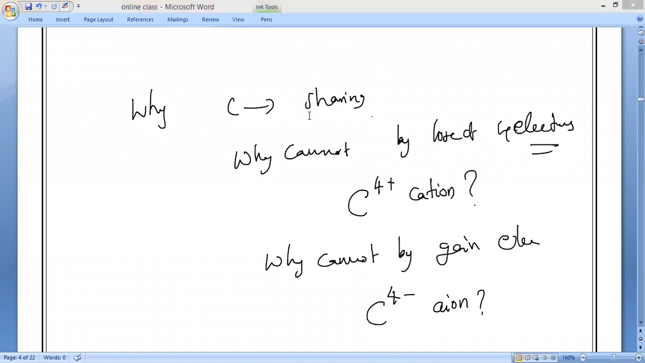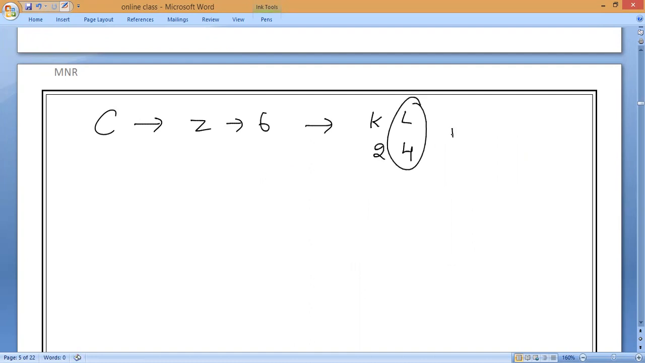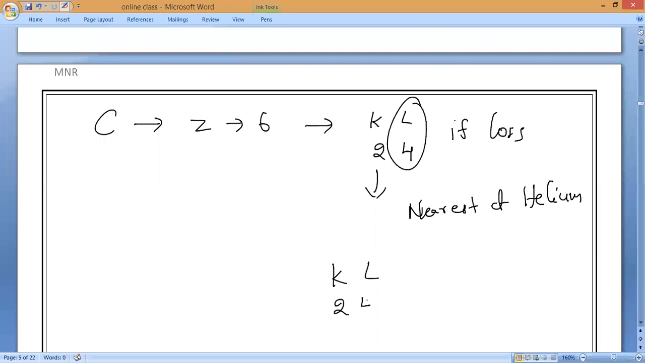All of you observe the question very carefully. This is a very, very important question. Why can't it, by loss of 4 electrons, what is the atomic number of carbon? Atomic number is 6. So what is the electronic configuration? K and L, 2, 4. So if it loses, it will attain the nearest electronic configuration of whom? Helium.